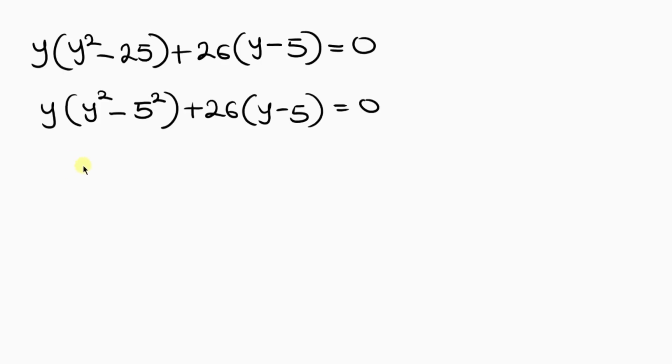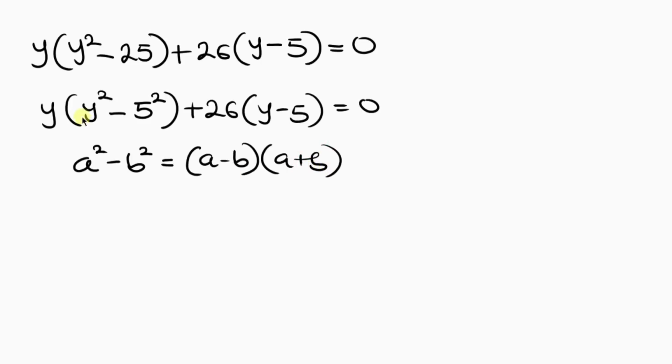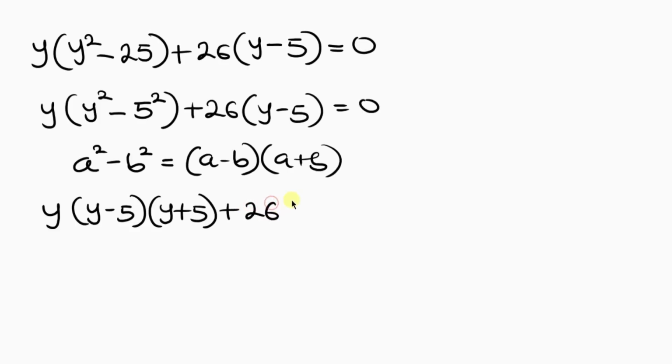And from difference of two squares, the property is, for example, when I have a squared minus b squared, this is expressed as a minus b times a plus b. Now let's express this like this. So we have y times, this becomes y minus 5 times y plus 5. Very good. Plus 26 times y minus 5. And this is equal to 0.